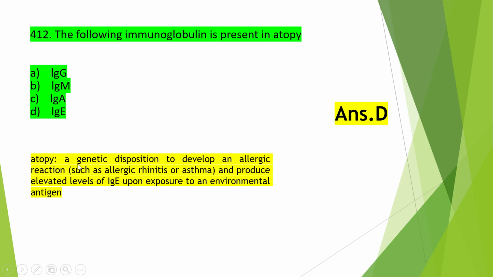So what is atopy? Atopy is a genetic disposition to develop an allergic reaction such as allergic rhinitis or asthma, and to produce elevated levels of IgE upon exposure to an environmental antigen. Okay, so this is the atopy, that is the allergic reaction.